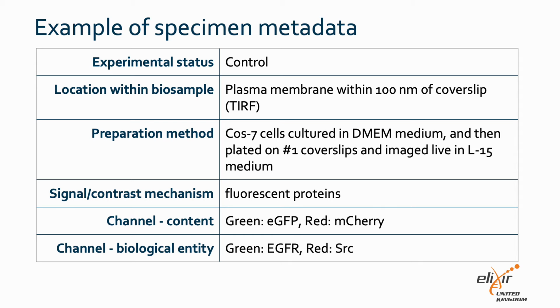In this example, the signal in the sample is generated by fluorescent proteins, but this could also be a stain that has been added to the sample. Next is the channel content, which specifies the proteins used and the channels assigned in the image. Finally, the biological entities that have been tagged with the respective proteins are named. If you are using a stain, the equivalent would be to state what stain you are using in the content section and what part of the sample you are staining in the biological entity section of the channel description. Where you can, try to use an ontology for naming things.